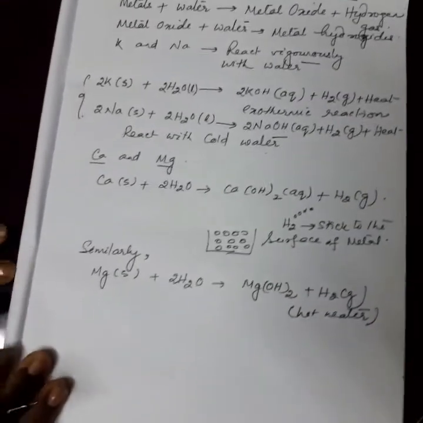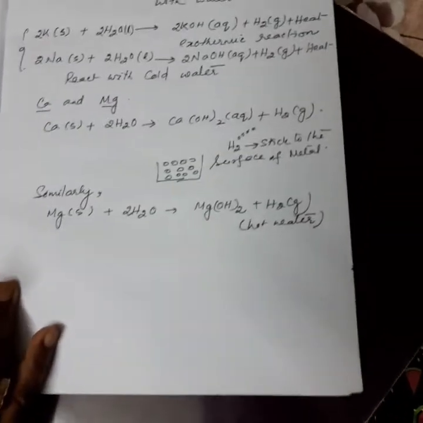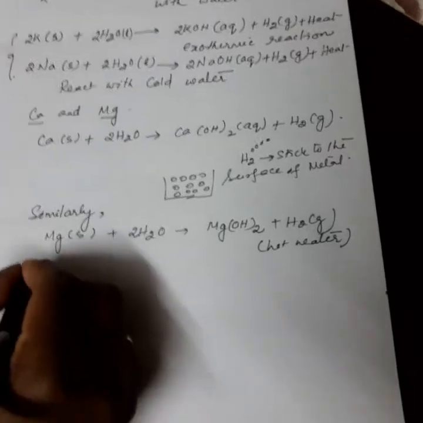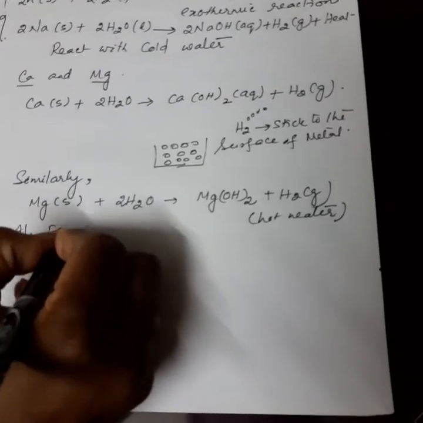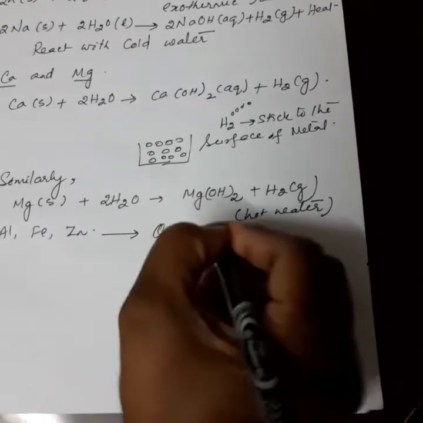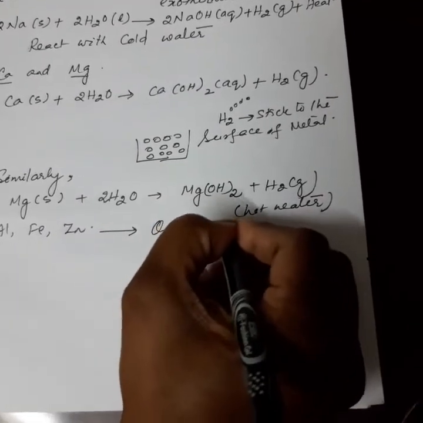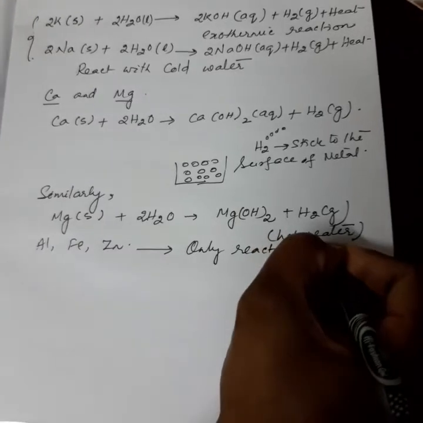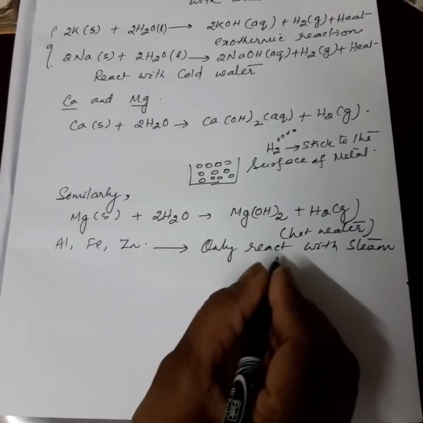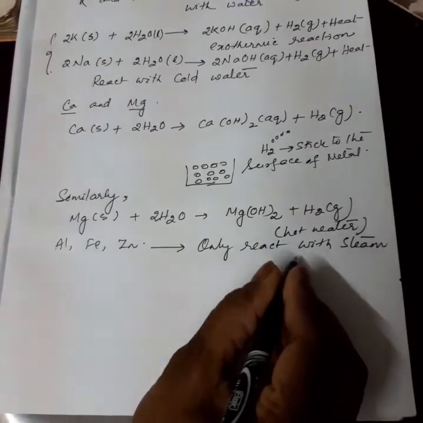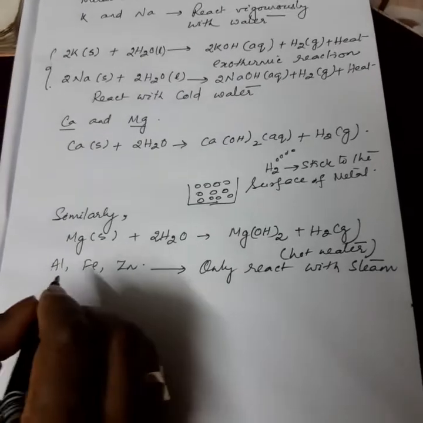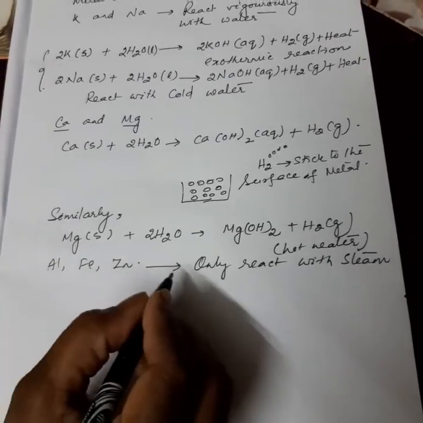Now let us go for other metals, how they react with water. We have other metals like aluminium, iron, zinc. These metals only react with steam. Neither with cold water nor with warm water or hot water, they only react with steam. What happens? With steam, they form metal oxides and hydrogen.